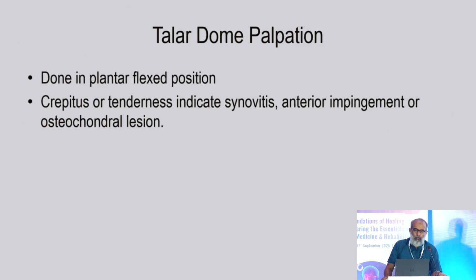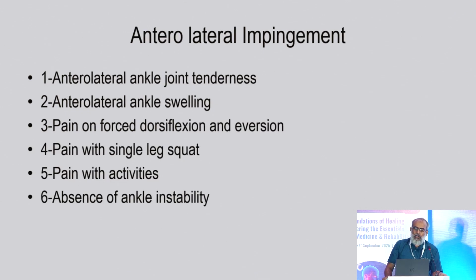Then the talar dome palpation, I just showed you how you get the talar dome. In the plantar flexed position, you do the talar dome palpation, and there can be synovitis, anterior impingement or osteochondral lesion, crepitus or tenderness. You have to look for that. Then anterolateral impingement. Of these 6 points, when 5 out of 6 are positive, it is said to be anterolateral impingement.